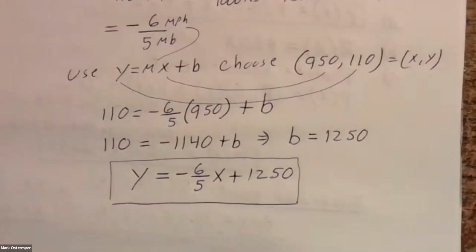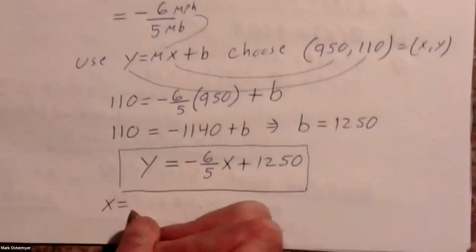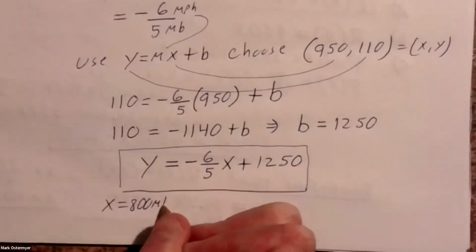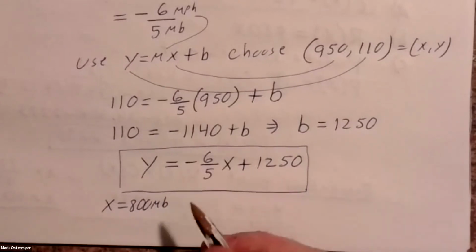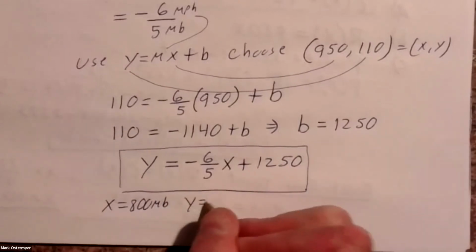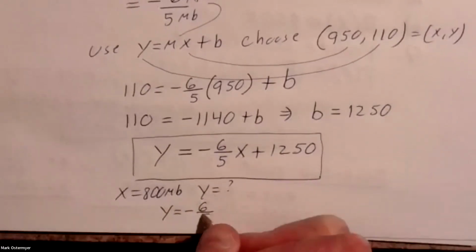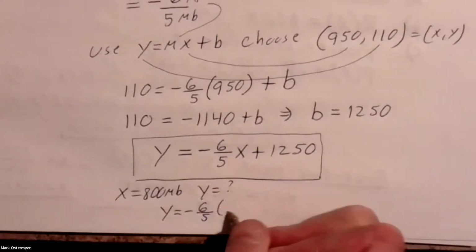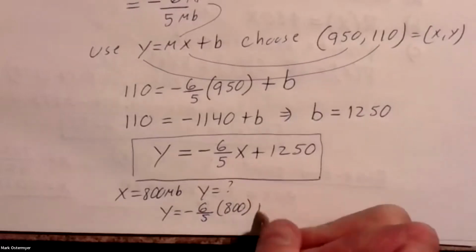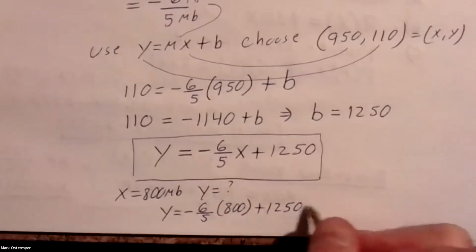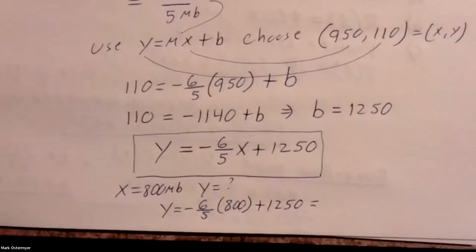For instance, what if a hurricane has a center pressure of 800 millibars? What would be the predicted wind speed? Well, we'll let x be 800 millibars, and then we're going to have to solve for the wind speed y. So y is going to be equal to negative 6/5 times x, but x is replaced with 800 millibars, plus 1250. All we've got to do is crank this out, and we'll have the wind speed.